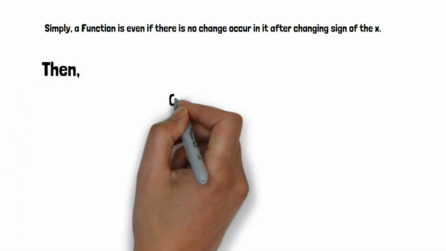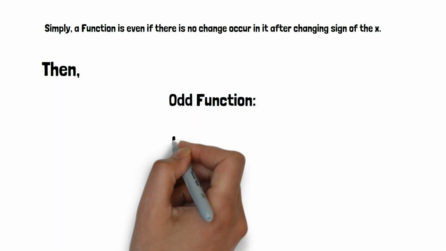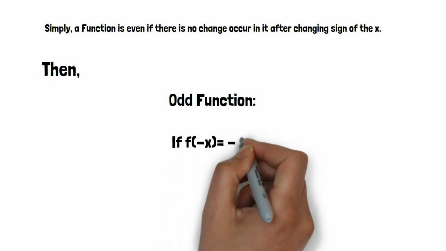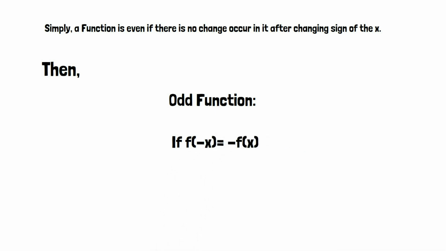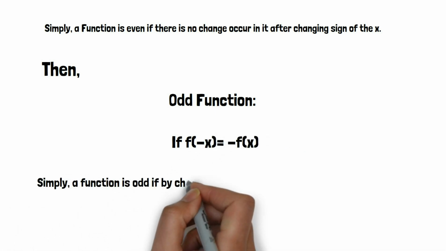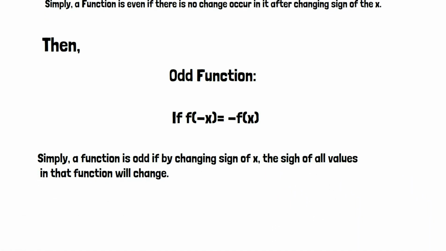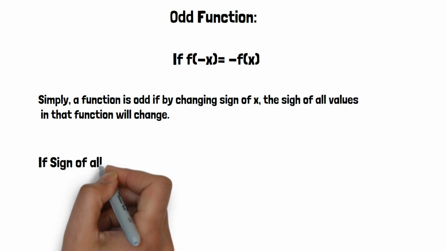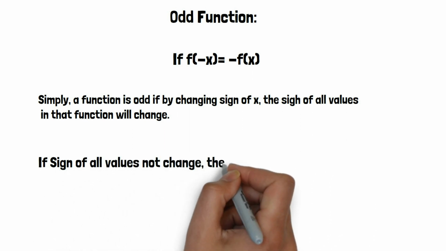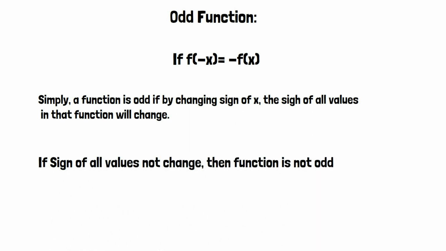Then a function is odd if f of minus x is equal to minus f of x. So a function is odd if by changing the sign of x, the sign of all values will change. If the sign of all values does not change, then the given function is not odd.